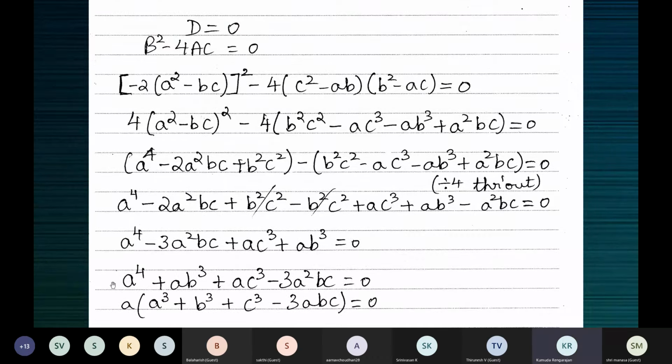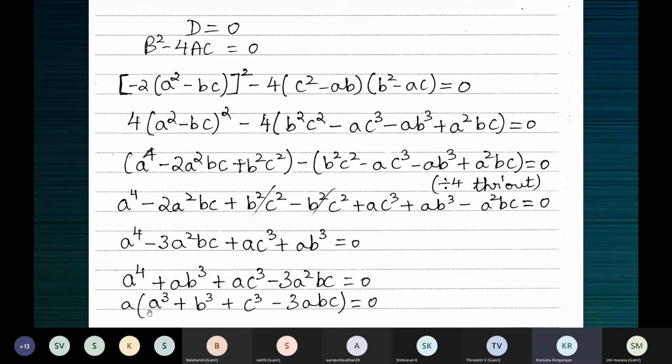A common. In this step, I've only arranged the terms. I've written this a term, this a to the power 4 first, and then this b term, and then the c term, and then this 3a square bc. In this step, I only arranged these terms. I've written this a to the power 4 first, and then this term which has b cubed, and then this term which has c cubed, and then this minus 3a square bc.